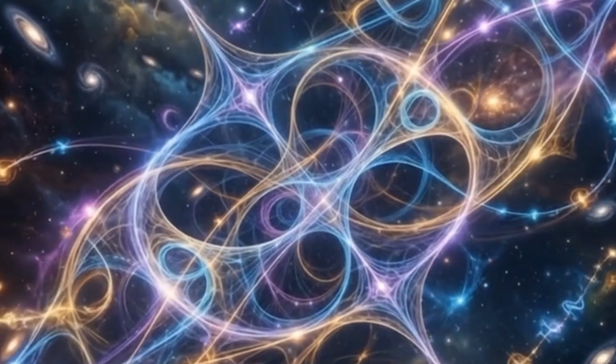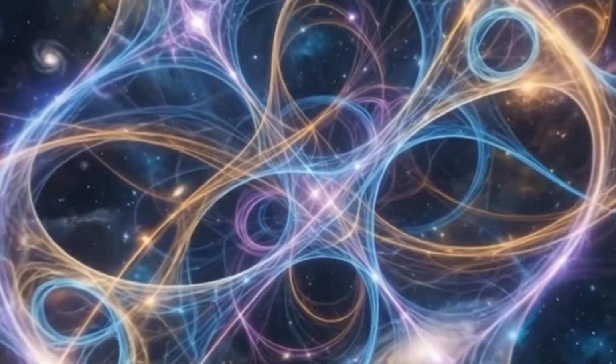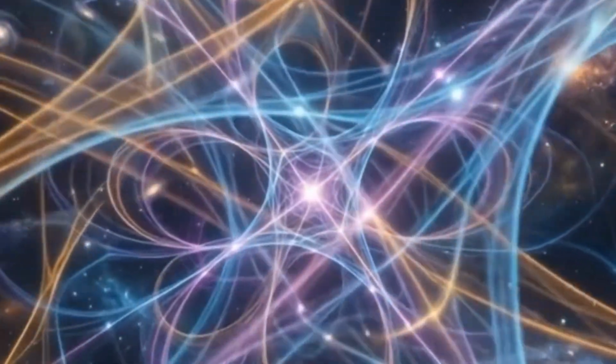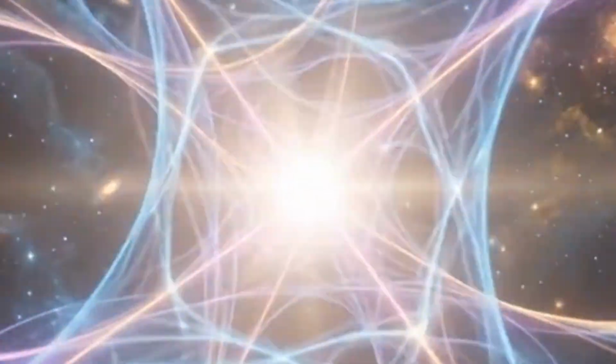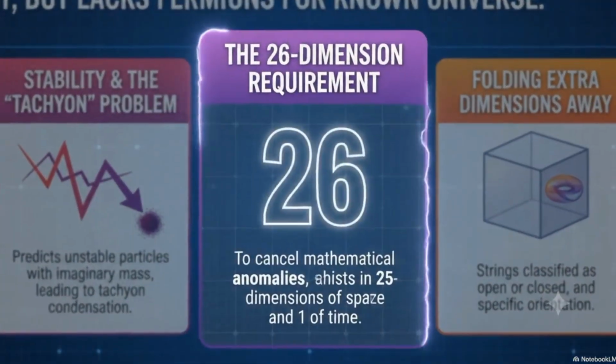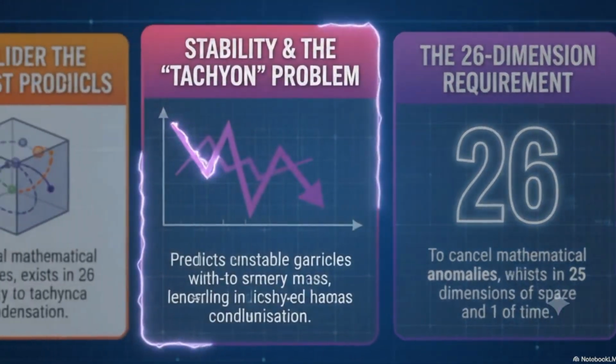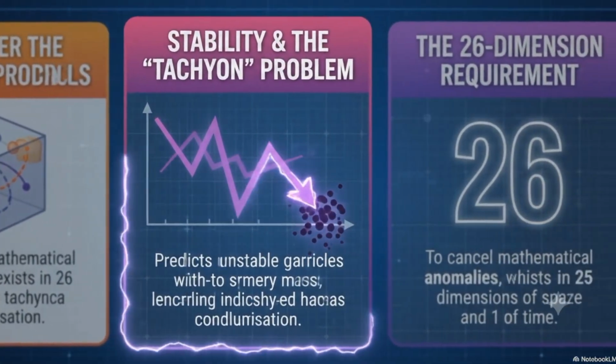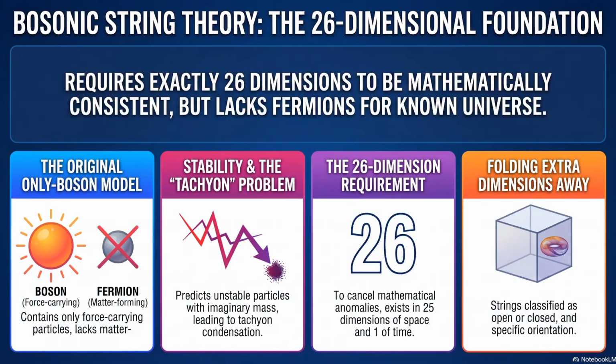String theory suggests that the universe is not made of particles, but of tiny, vibrating strings of energy, harmonizing to create all reality. Bosonic string theory requires 26 dimensions, but it predicts unstable tachyons with imaginary mass.